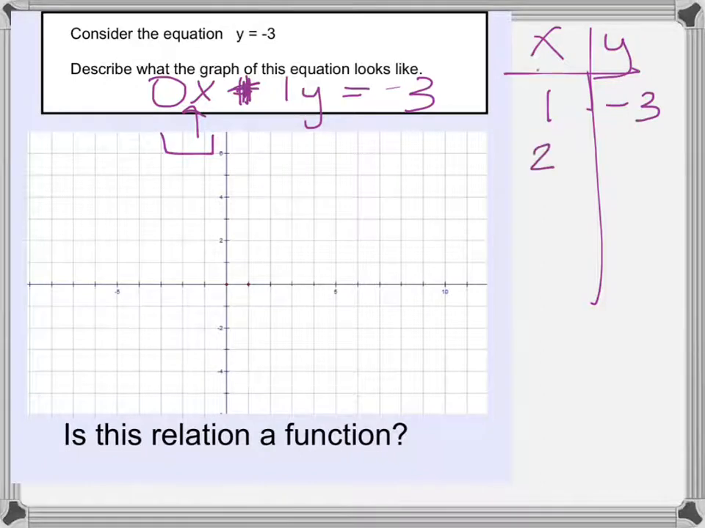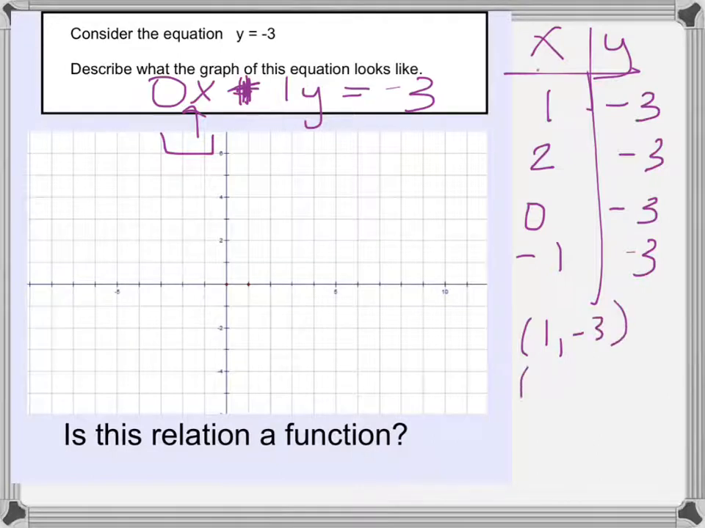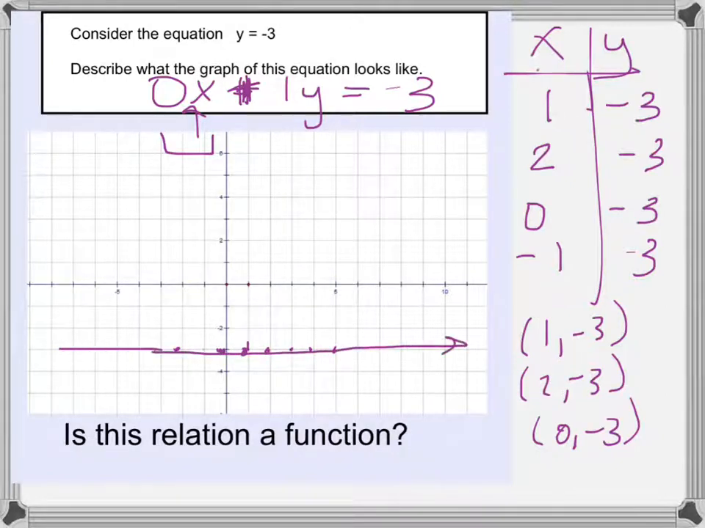Okay, if x is 2, y is also negative 3. If x is 0, y is negative 3. If x is negative 1, y is negative 3. So if we start thinking about these coordinate pairs and graph them, you're going to see again that it creates a horizontal line. So 1, negative 3 is here, 2, negative 3, 3, negative 3, 4, negative 3, and 0, negative 3 is there. So we have this horizontal line here.